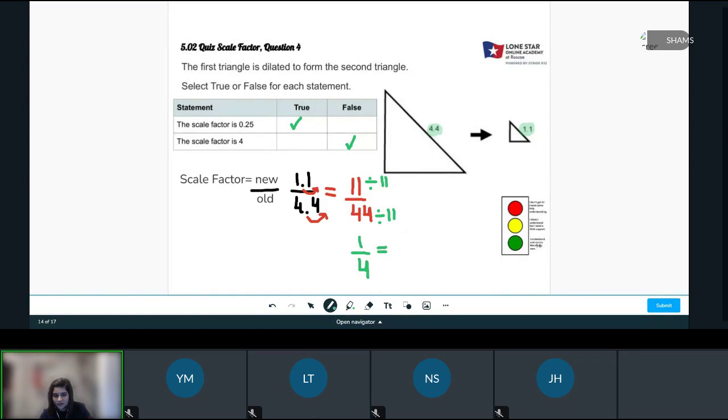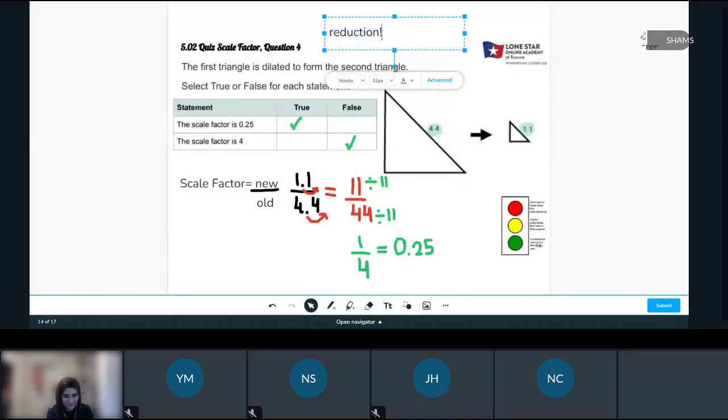Right? So a quarter is going to be 0.25. Is this enlargement or reduction? When the scale factor is 0.25, is it enlargement or reduction? Reduction. Very good, Nina. Why did you choose reduction?